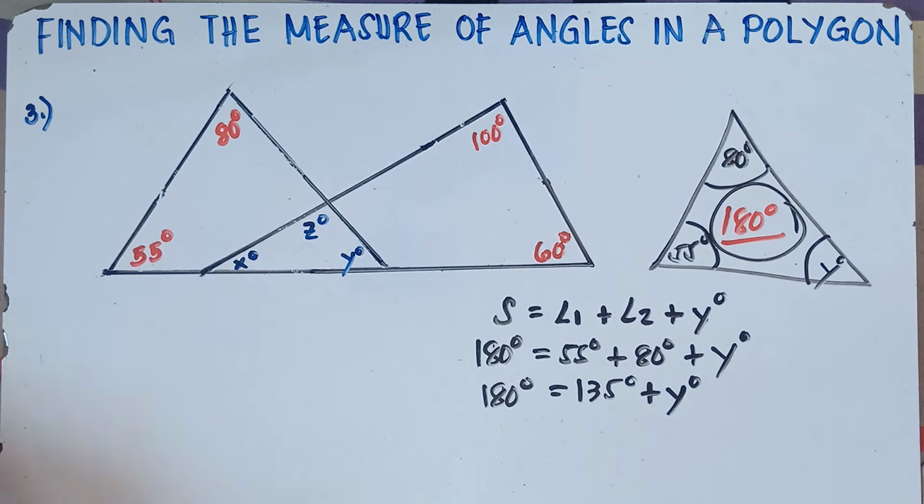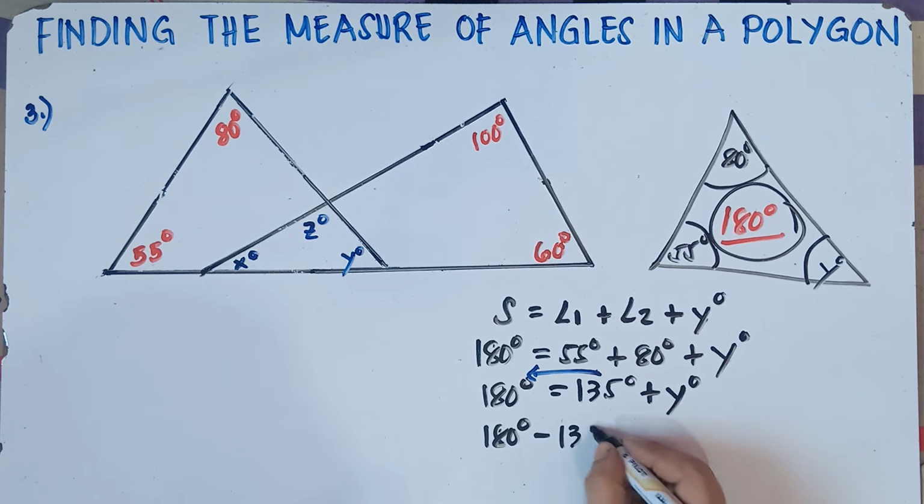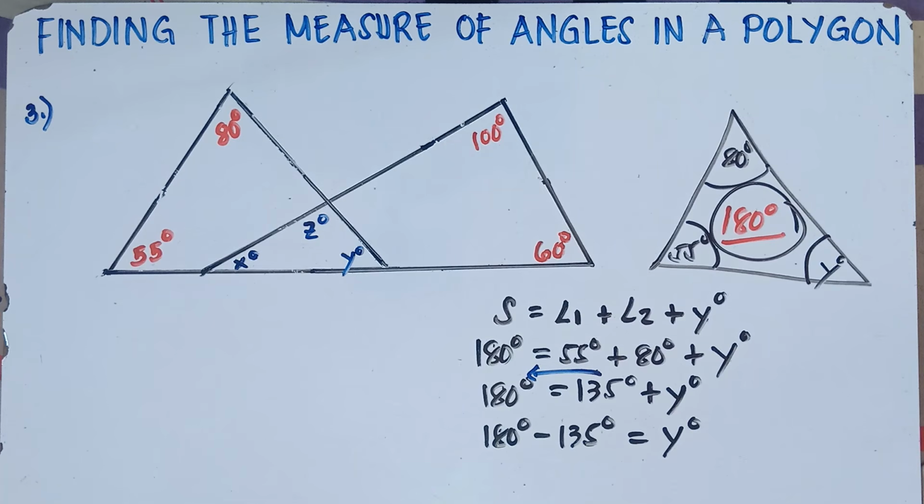And to get the value of y, we can just simply transpose 135 from right to left. And do not forget to change the sign. This will be 180 degrees minus 135 degrees equals y degrees. So 180 minus 135, what's the answer, class?